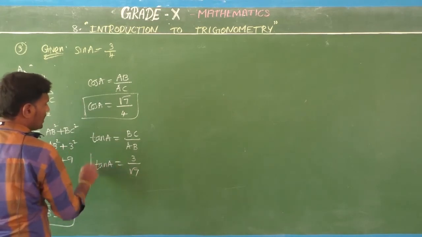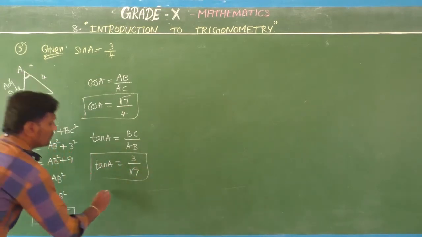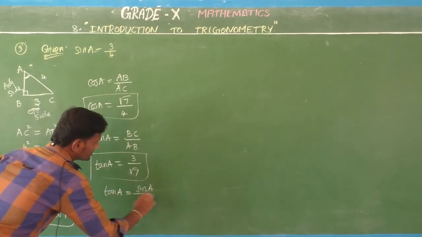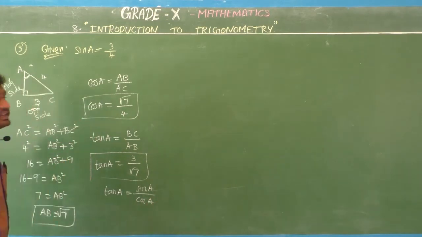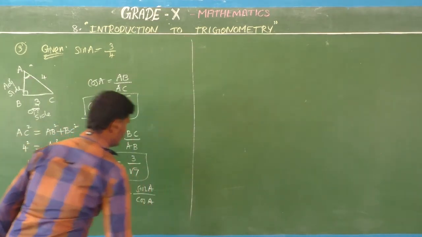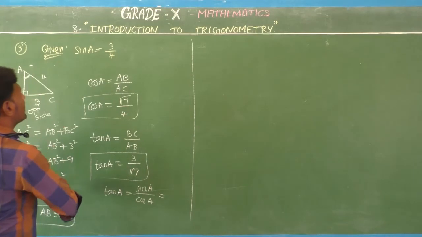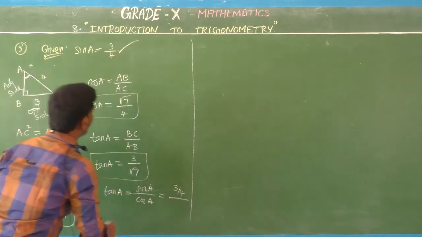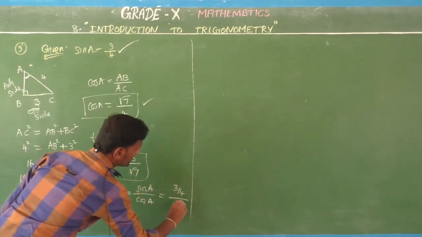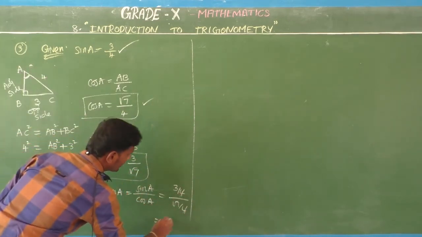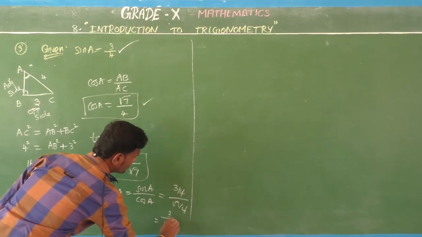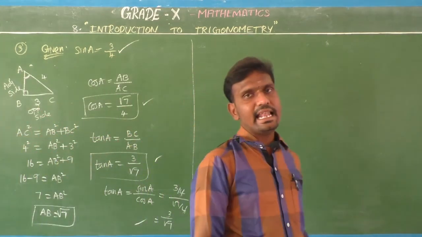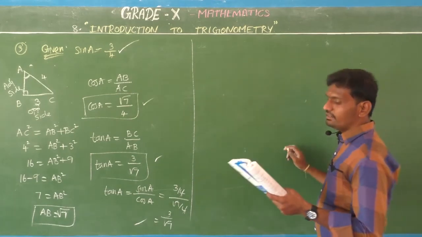Or otherwise you have one more way also. What is tan A? It is sin A divided by cos A. Anyone you can write, students, it is not a problem. So sin A you have a value of 3 by 4, and cos A you have a value of root 7 by 4. Both denominators cancel, so 3 by root 7. From these two patterns, select any one, that is your wish.